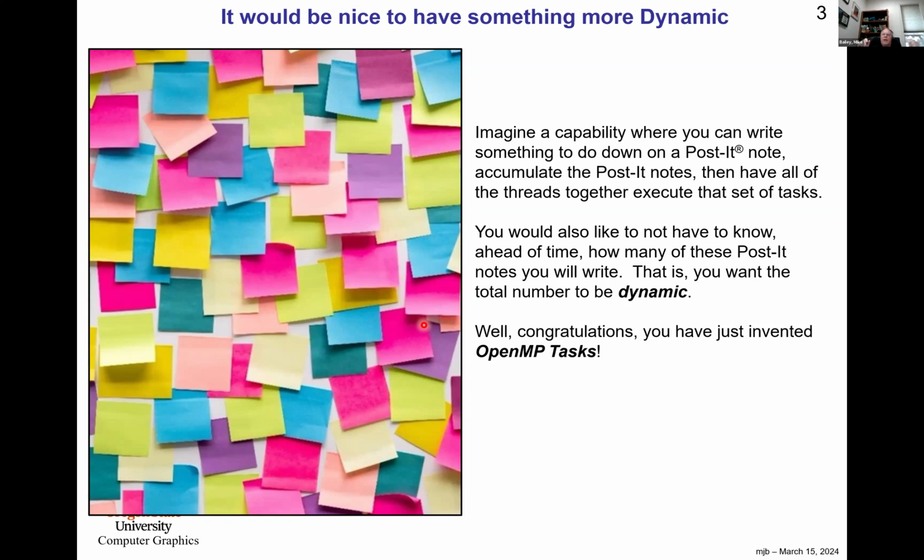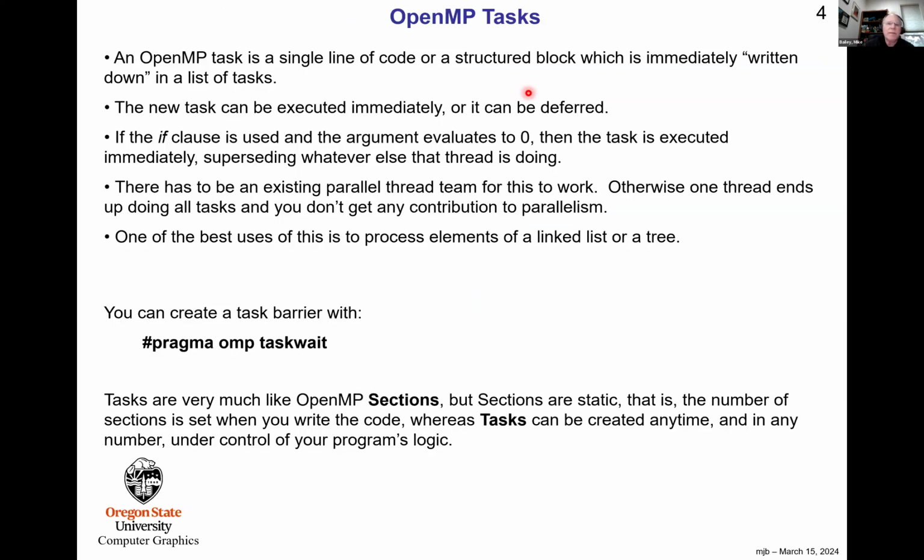And so each thread's going to grab one, and when it's done, it's going to go grab another, and when that one's done, it's going to go grab another. So the threads are all running simultaneously, but there's this common list of tasks on Post-it notes on the whiteboard, and each thread is just grabbing the next one, grabbing the next one, grabbing the next one. Okay, that is OpenMP tasks. A task is a single line of code or a curly brace block. So when I say write down on the Post-it note, really what that is, it's a single line of code or it's a block of code.